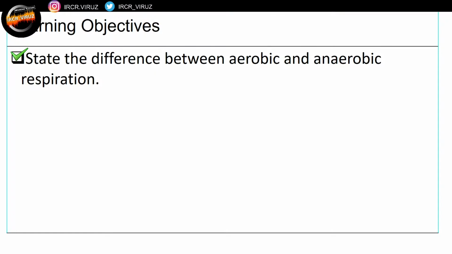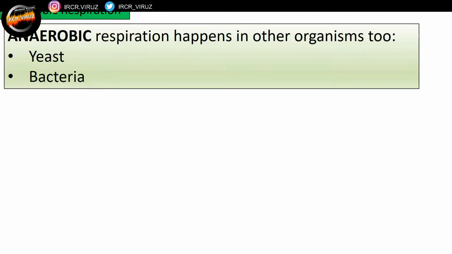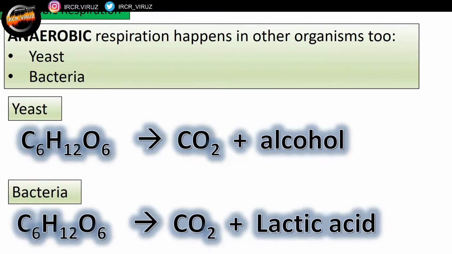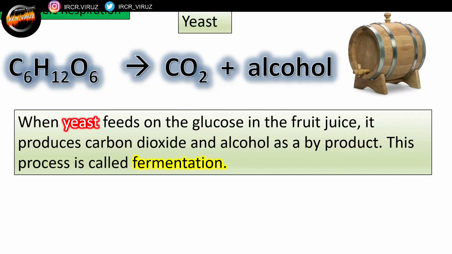Right, so in this first part of the lesson, you should be able to state the difference between aerobic and anaerobic respiration. Okay, so anaerobic respiration happens in other microorganisms too, like yeast and bacteria. Now in yeast we have glucose, and that gives us carbon dioxide and alcohol, whilst in bacteria you get glucose, and that gives you carbon dioxide and lactic acid, the same as in anaerobic respiration in animals. Okay, now in yeast the glucose gives you carbon dioxide and alcohol. When the yeast feeds on the glucose in the fruit juice, it produces carbon dioxide and alcohol as a byproduct.